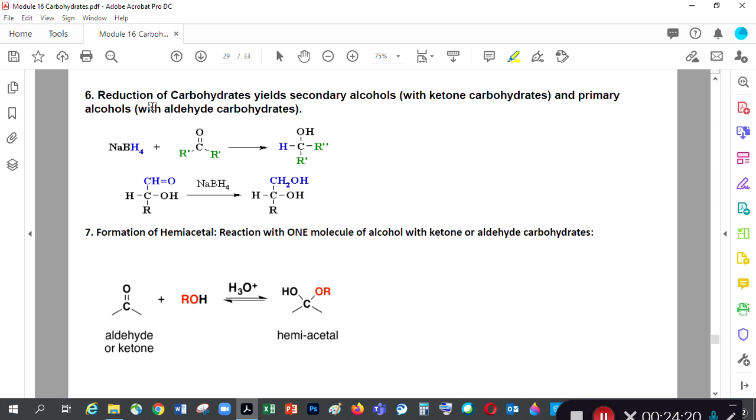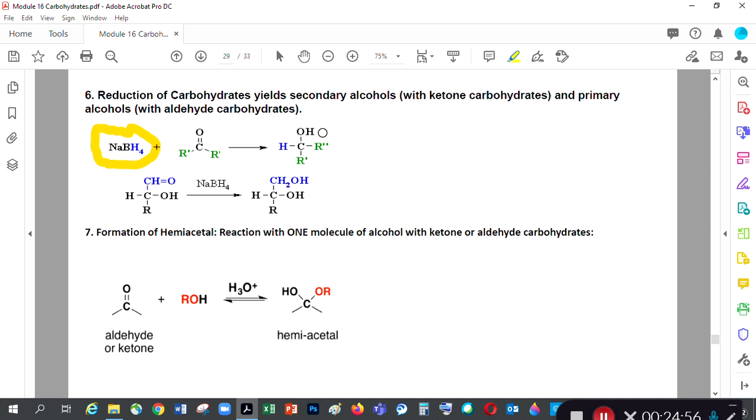How about if you use this one here, which is sodium borohydride? This is a very good reducing agent. And you have here a ketone or aldehyde, okay? So then if you reduce the carbohydrates with the keto group or aldehyde group, you will get 2 things. If you have a keto group, this is a keto group, you get secondary alcohol.